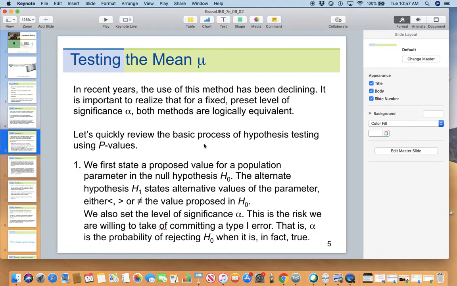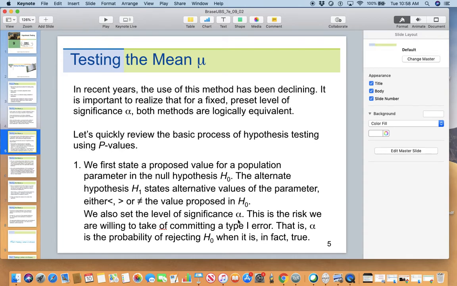Let's quickly review the basic process of hypothesis testing using p-values. We first state a proposed value for a population parameter in the null hypothesis, H0. So first declare what your H0 is. The alternate hypothesis H1 states alternative values of the parameter, either less than, greater than, or not equal the value proposed in the null hypothesis. We also set the level of significance alpha.